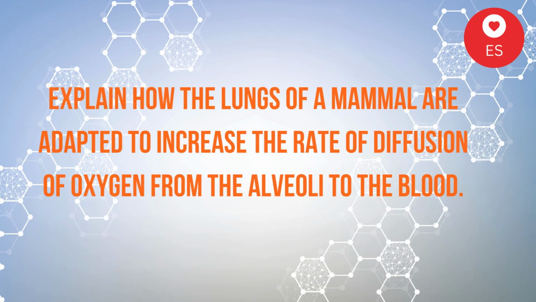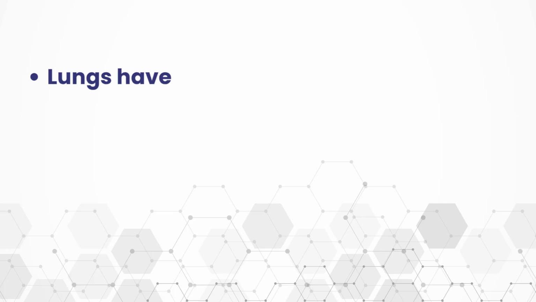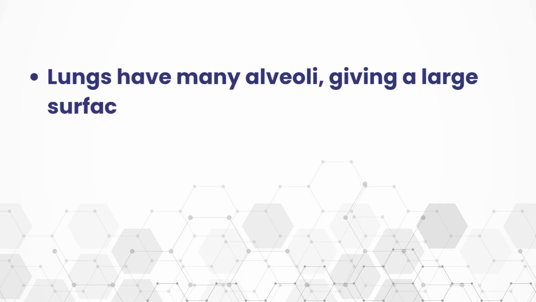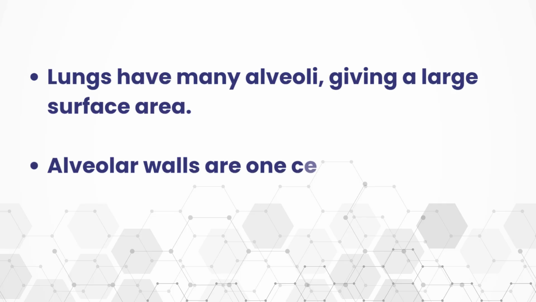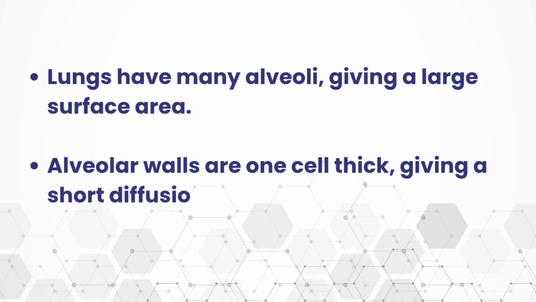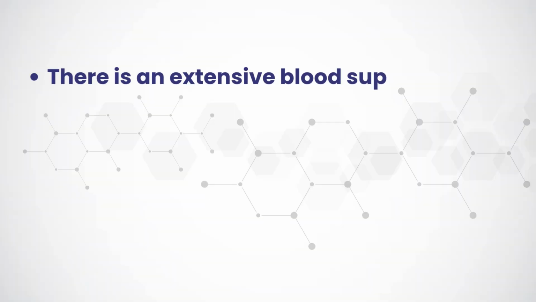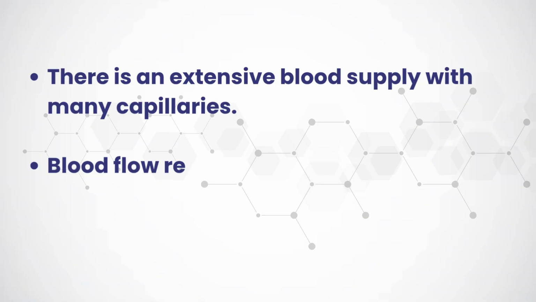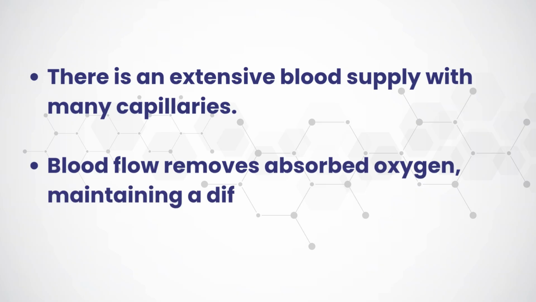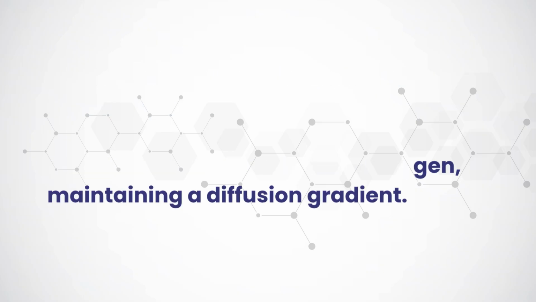Explain how the lungs of a mammal are adapted to increase the rate of diffusion of oxygen from the alveoli to the blood. Lungs have many alveoli, giving a large surface area. Alveolar walls are one cell thick, giving a short diffusion distance. There is an extensive blood supply with many capillaries. Blood flow removes absorbed oxygen, maintaining a diffusion gradient.